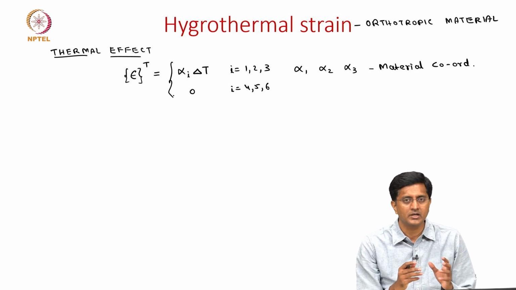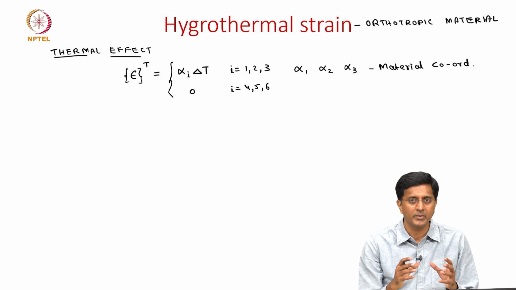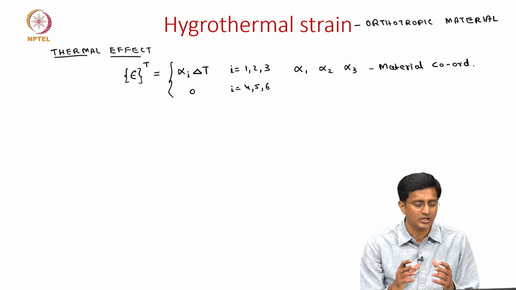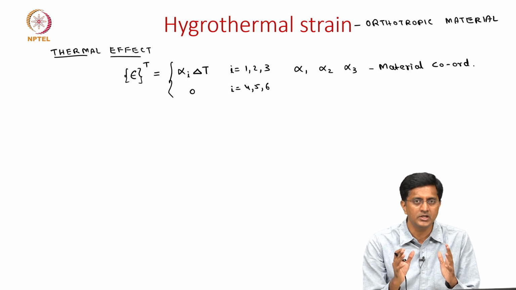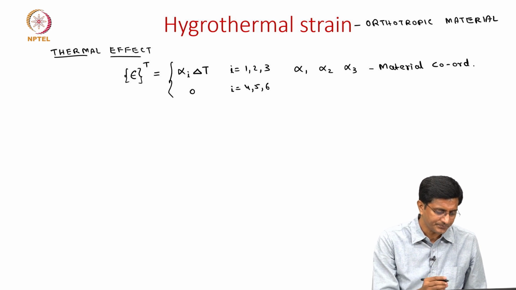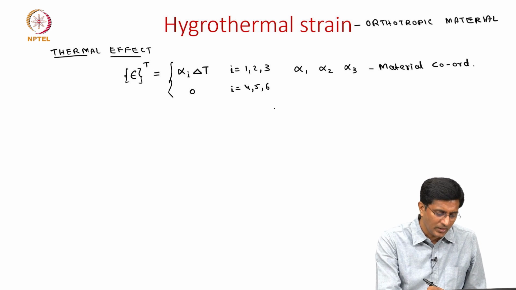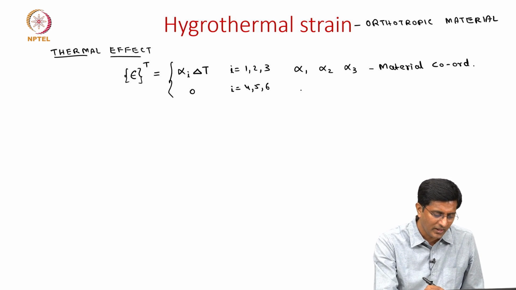So we are saying that in the specially orthotropic material, there is no extension shear coupling, meaning that there are only normal strains. We don't expect to see shear strains. Okay. And these alpha i's are the coefficients of thermal expansion.